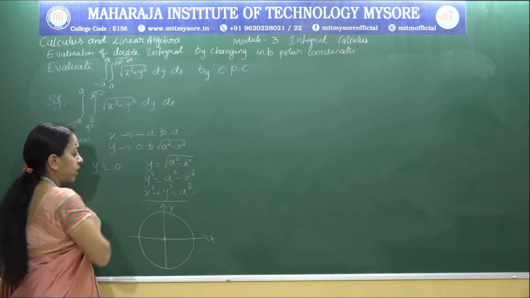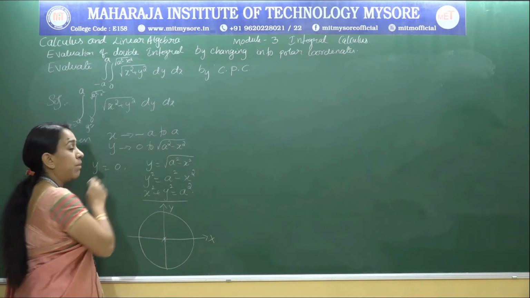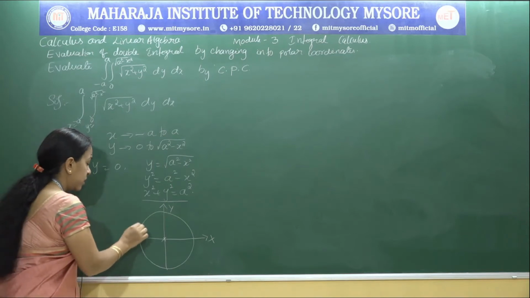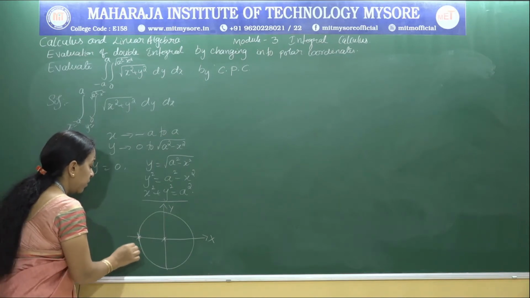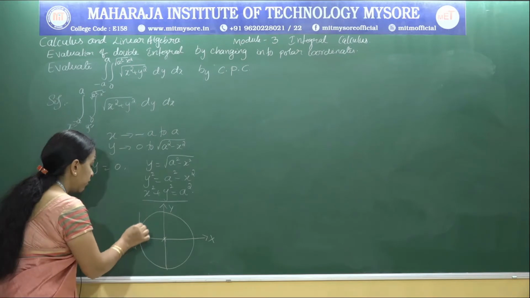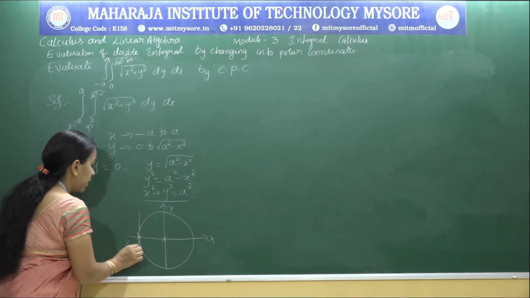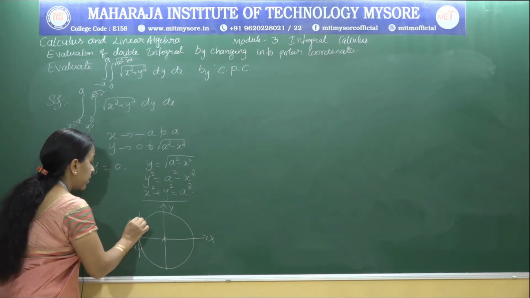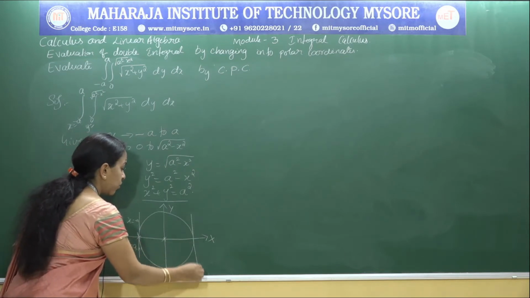And also we have another condition, that is x varies from minus a to a. So this is the value of x. X varies from minus a, that will be the line x equal to minus a, and this is our line x equal to a.